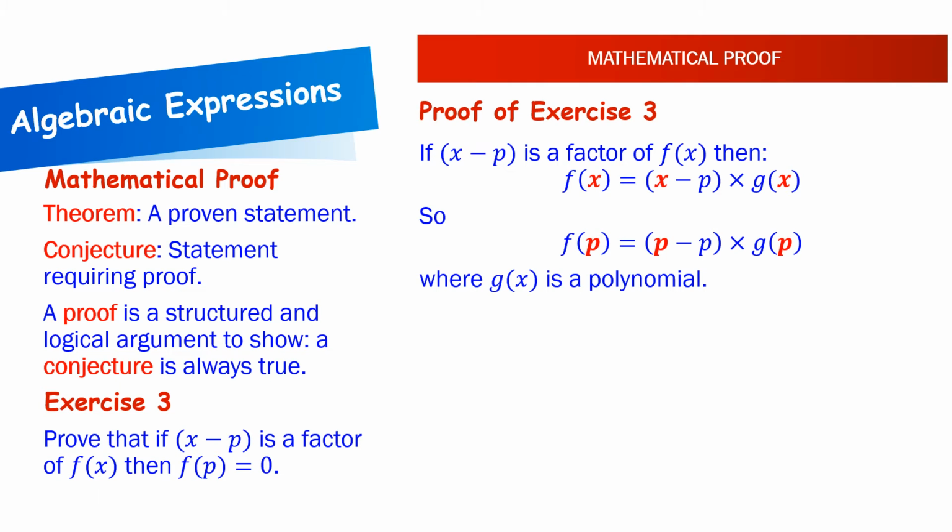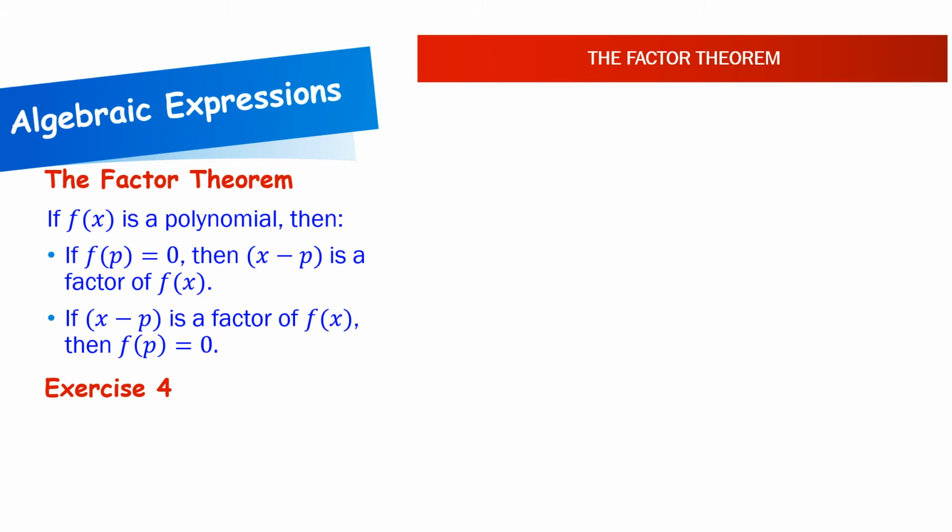So here's x equals p plugged in. Therefore, f of p equals 0 times g of p, which equals 0 as required. Let's have a go at another exercise.